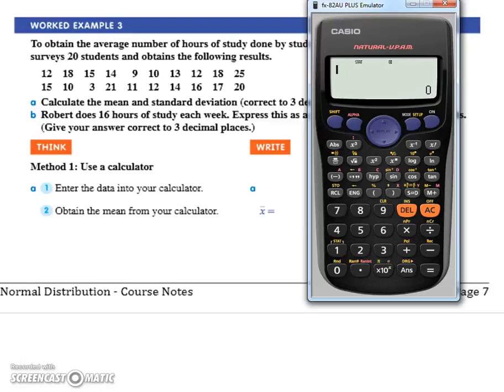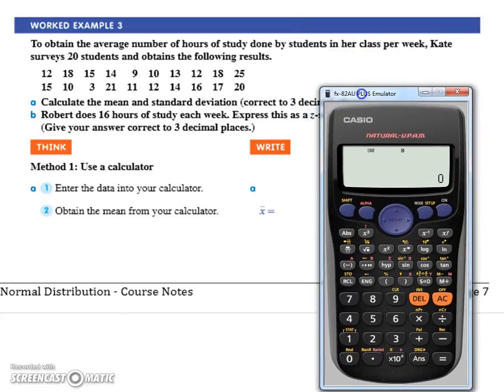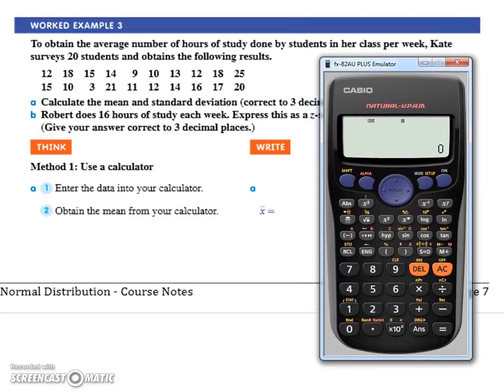Okay, so with this, we have to obtain the average number of hours of study done by students in her class per week. Kate surveys 20 students and obtains the following results. So we have to calculate the mean and the standard deviation. Then we're going to have to work out a Z-score for Robert, who does 16 hours.